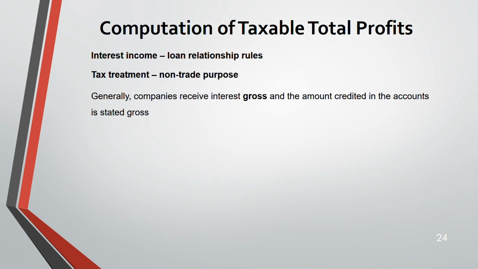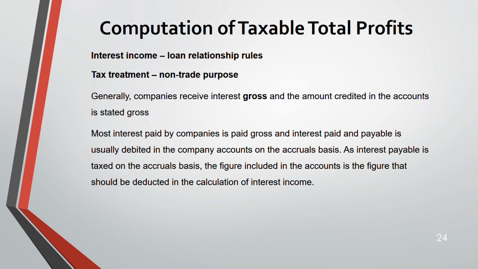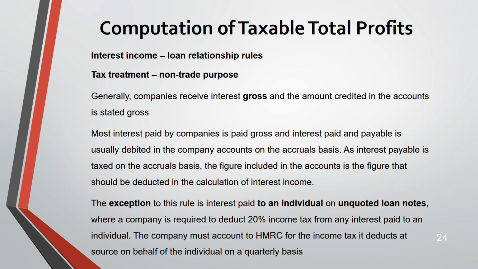Now, remember, companies receive interest gross. So the amount credited in the accounts is stated gross. Most interest paid by companies is paid gross. Okay. There's an exception to this.